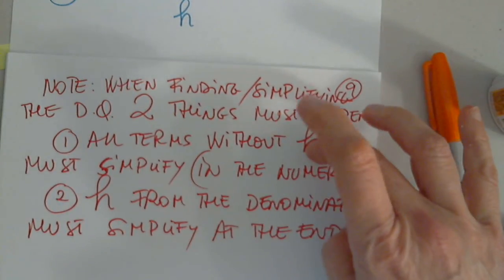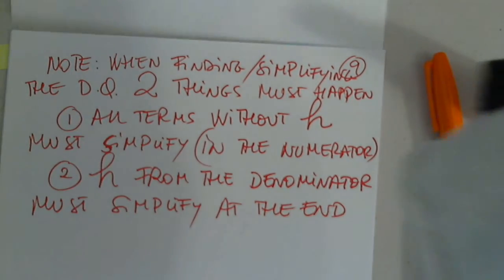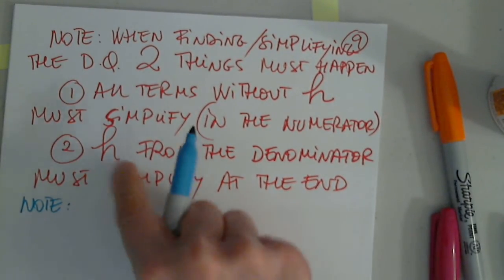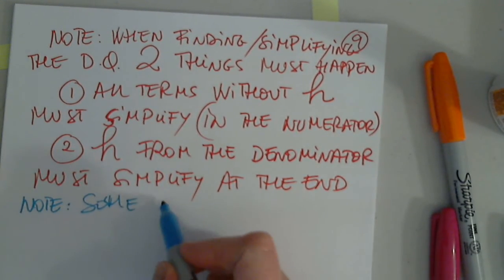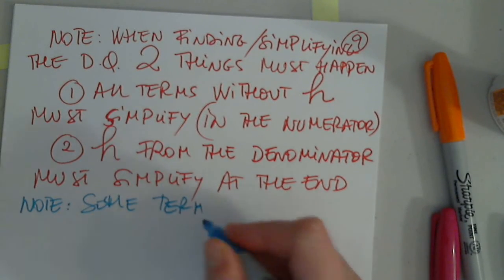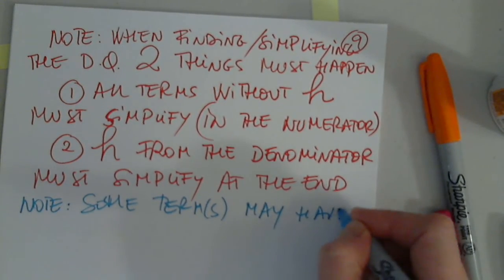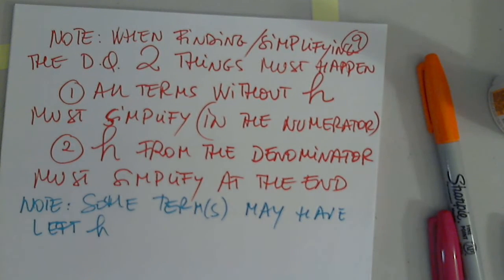All terms without h must go away, and after that, at the very end, h in the denominator must go away. Another note, there is still h left in the problem, but not h in the denominator. Some term or terms may have left h somewhere. So h does not completely go away. H from the denominator must go away.